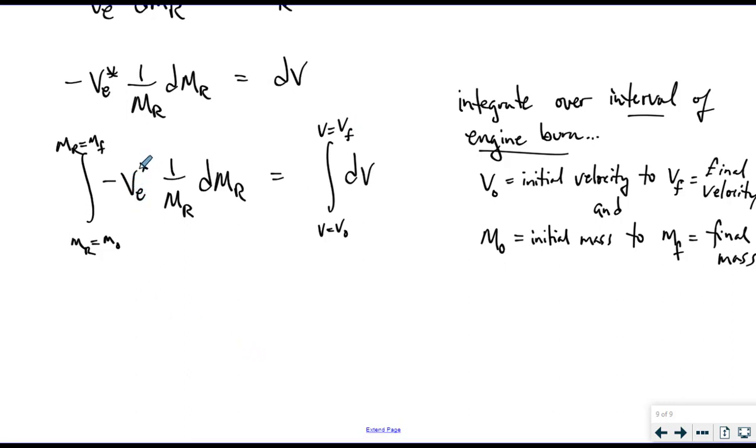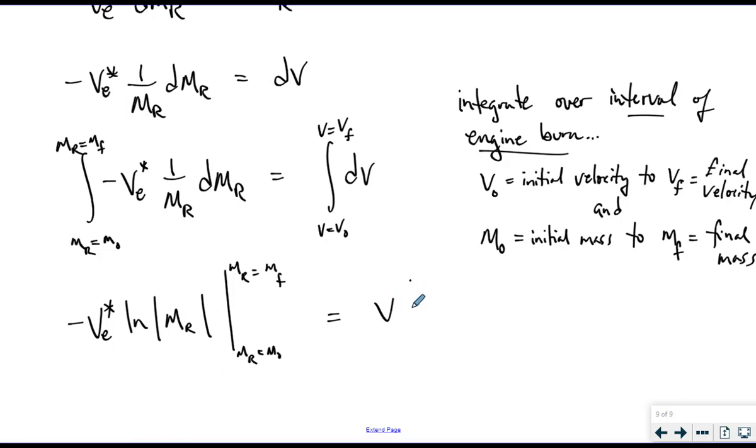So again, this relative exhaust velocity is a constant, and so integrating with respect to the mass of the rocket, this function, 1 over mass of the rocket, we get the ln function. And we'll evaluate at the endpoints of that interval, and integrating the constant function 1 with respect to velocity, we get this function for the velocity, which I'll plug in the endpoints v equal v0 and v equal vf.